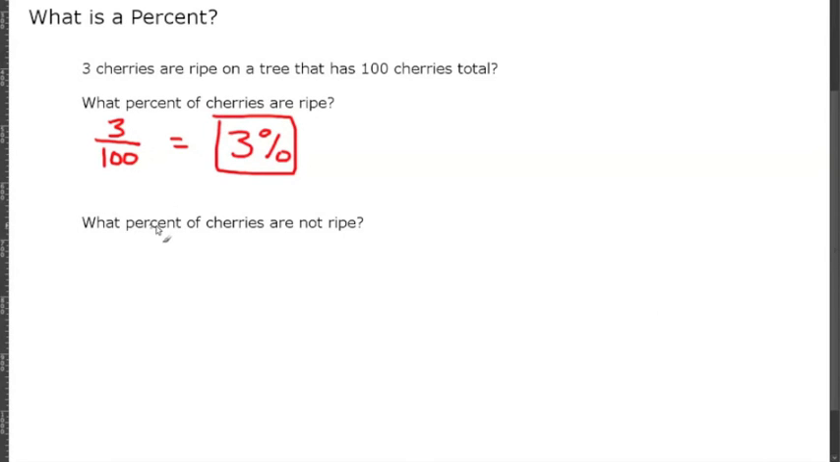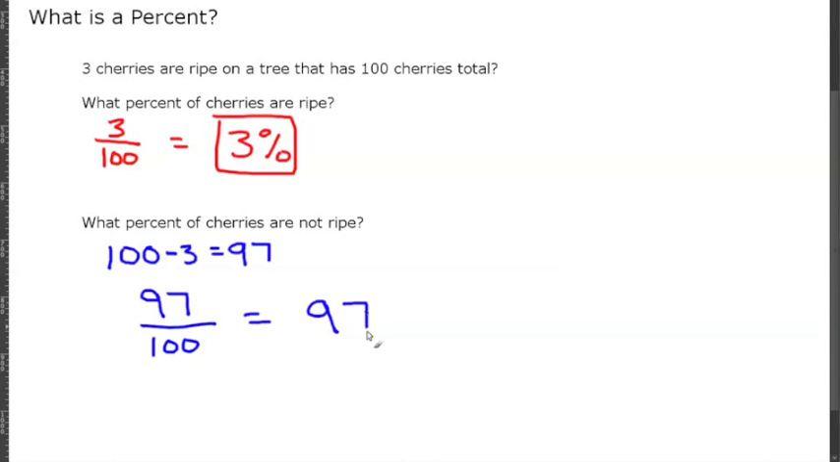It also asks what percent of the cherries are not ripe. Well, if 3 are ripe out of 100, cherries that are not ripe are what is left over. So 100 minus 3, because there are 3 ripe ones, will give us that 97 cherries are not ripe. So that's 97 out of, or per 100 cherries are not ripe. So that's going to be 97%.